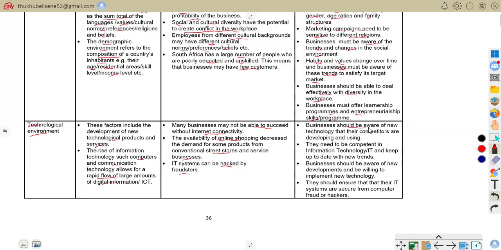Business should be aware of new technology that their competitors are developing and using. So keep up with new technology. Update systems to stay competitive. Meaning you have to use modern software. They need to be competent in information technology and keep up to date with new trends.